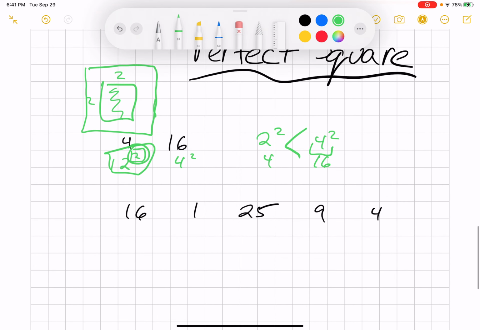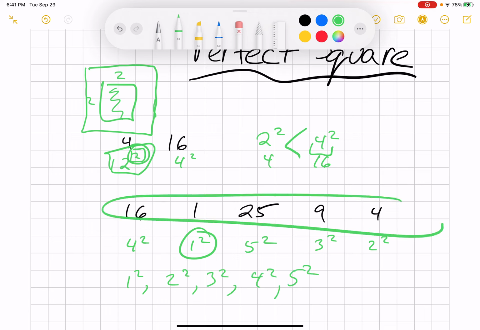All right, now, so I can compare them, I can order them. Okay, do I need to keep them in this form? No, I can look here and I already know 1 squared is going to go there, right? And the next smallest is 2 squared, then 3 squared, then 4 squared, then 5 squared, right? And we can prove that right here. So they can be compared, they can be ordered.